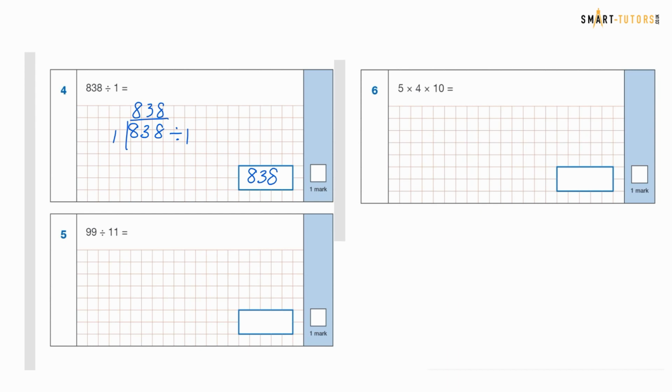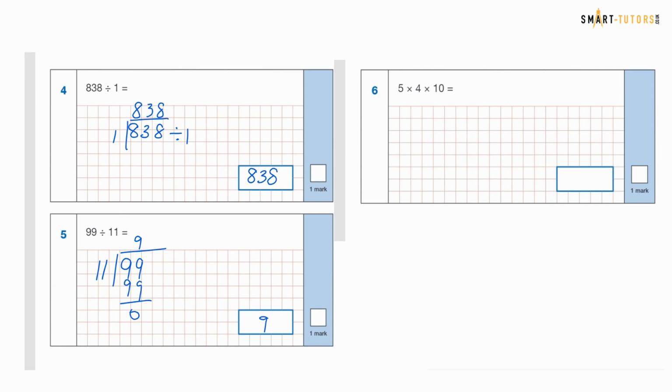Question number 5. 99 divided by 11. So this is a 2-digit division question. You do 99 divided by 11. 11 doesn't go into 9, but it goes into 99, so it's 9. So the answer is 9, and you know it straight away by yourself, from the 11 times table, 11 times 9 is 99. The answer is 9. Very well done, Manasi.